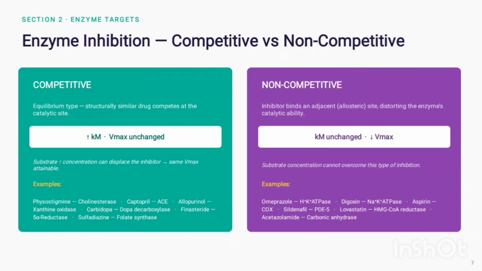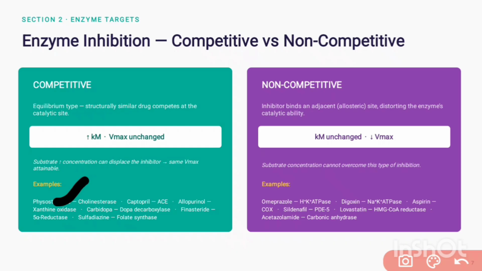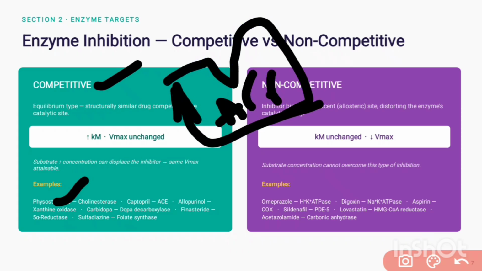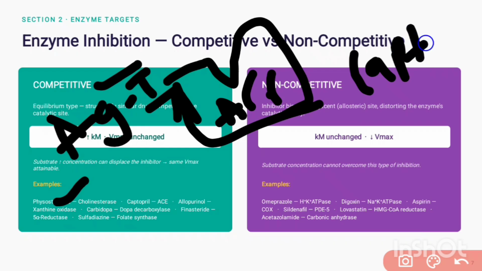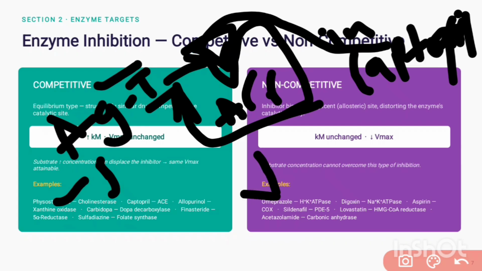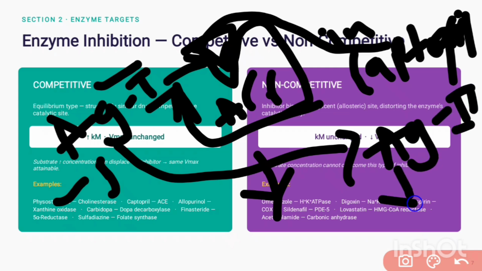Then, for competitive inhibition, the Km is increased and Vmax is unchanged, in the case of the competitive equilibrium type. For example, take the angiotensin converting enzyme. Here, what is the substrate? Angiotensin 1 is the substrate. What is the drug? Captopril is the drug. Both have structural similarity. These are BP lowering drugs, so they have structural similarity. This is the inhibitor and this is the substrate, so both compete. Here, instead of angiotensin 1, the drug will bind, so the effect is not produced. Angiotensin 1 is not converted into angiotensin 2, so the BP will lower.